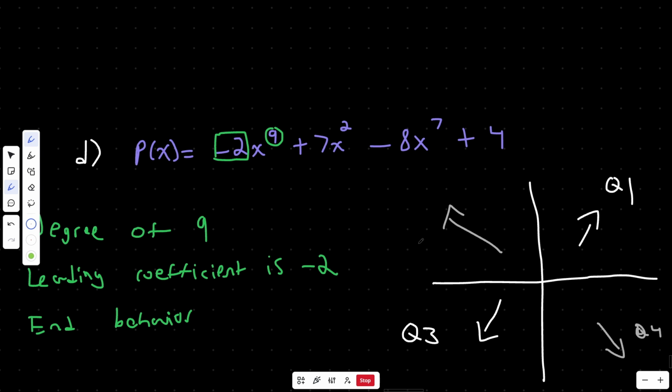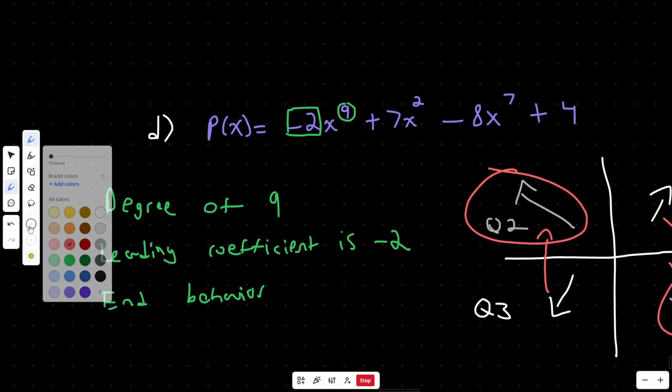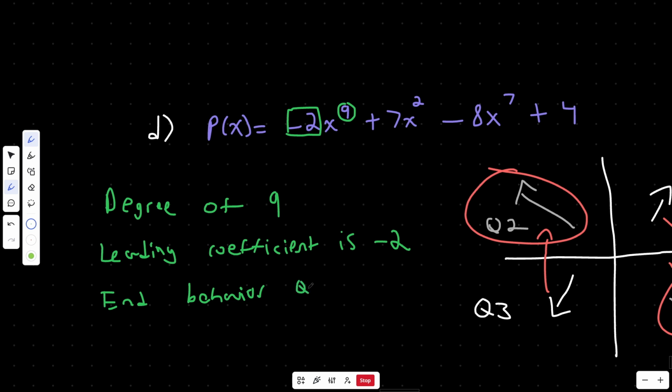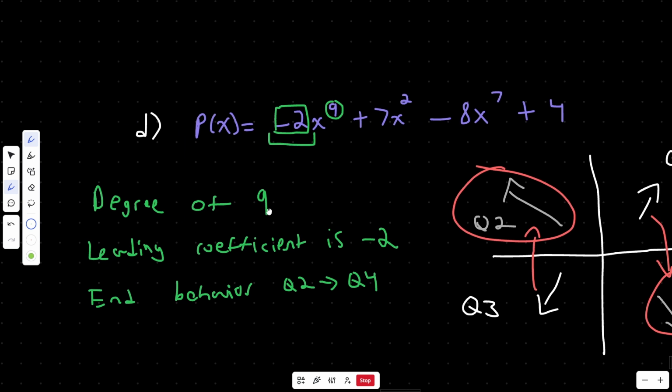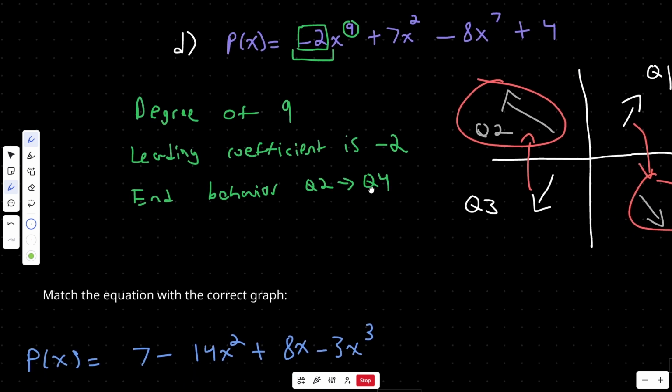Quadrant 4, this is quadrant 2. Because what's essentially happening here is this is going up to here because we're flipping it, and this is going down to here. So our end behavior will be from quadrant 2 to quadrant 4. So we can write that in. Quadrant 2 to quadrant 4. So instead of being from quadrant 3 to quadrant 1, with our typical odd degree polynomial, we're going to be going from quadrant 2 to quadrant 4, since our leading coefficient is negative. And perfect. Let's move on.